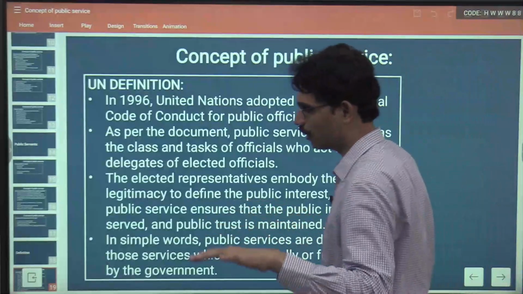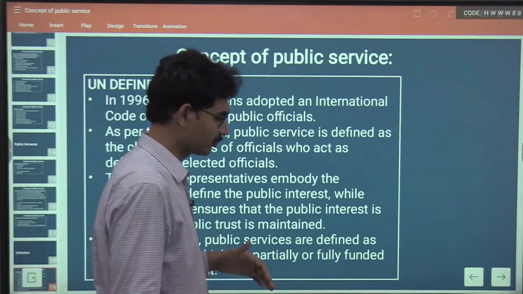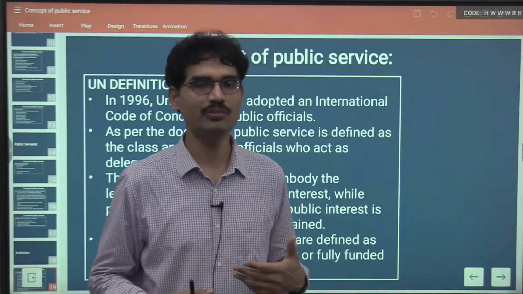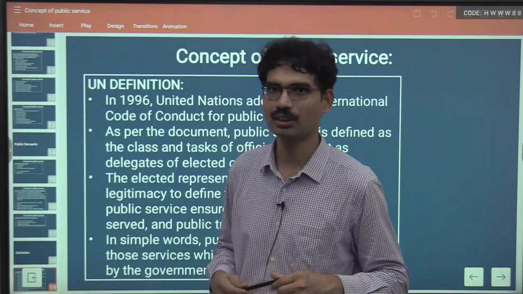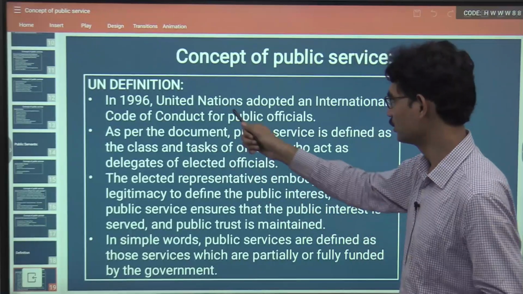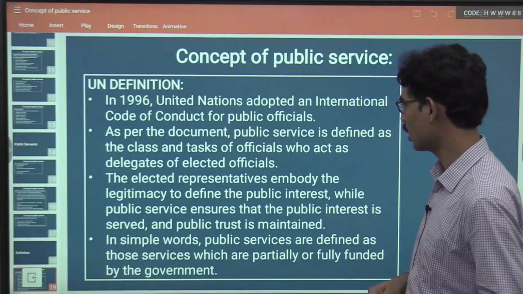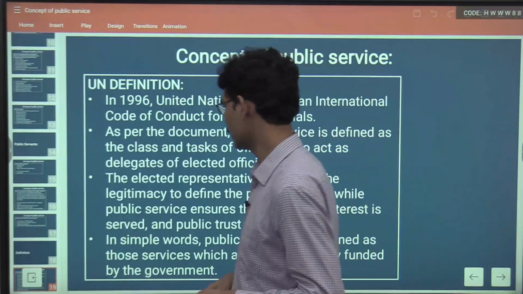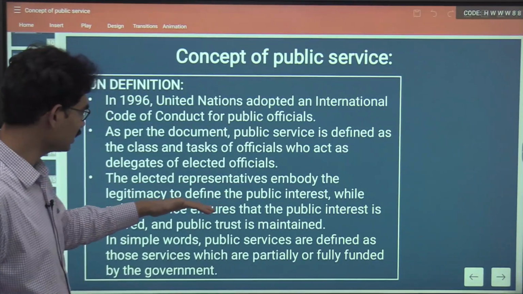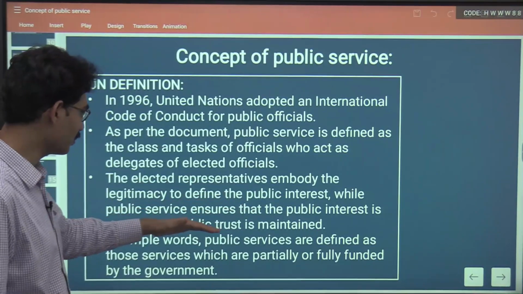Definition. Now, given some idea about how different services are there, public service versus civil servant, let us try to see the definition that the United Nations has given for public service. As per the 1996 UN document, public service is defined as the class and task of officials who act as delegates of elected officials. The elected representatives embody the legitimacy to define the public interest, while public service ensures that public interest is served and public trust is maintained.